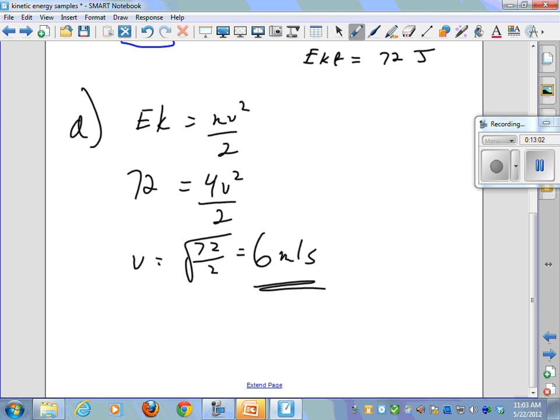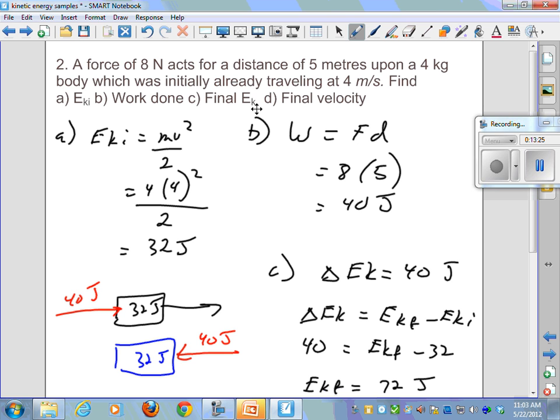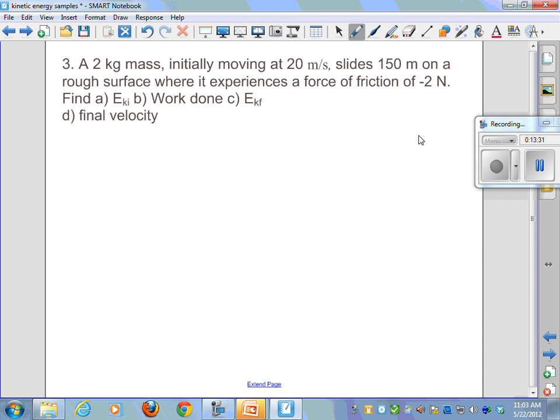Okay, so that's an example where the push is in the same direction as the object is already moving. Number 3: we've got a 2 kilogram mass initially moving at 20 meters per second. It slides 150 meters on a rough surface where it experiences a force of friction of -2. I guess that's how I could tell that the previous one was in the same direction, because the force is positive, so is the speed. Here, though, the force of friction is -2. This is exactly the same question, except the force is in the opposite direction, right?